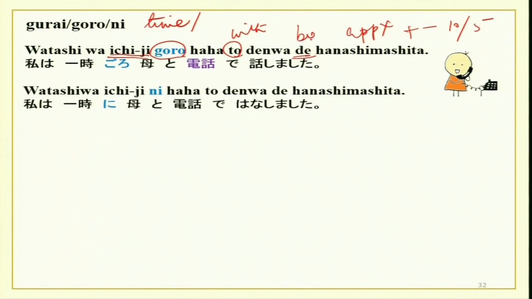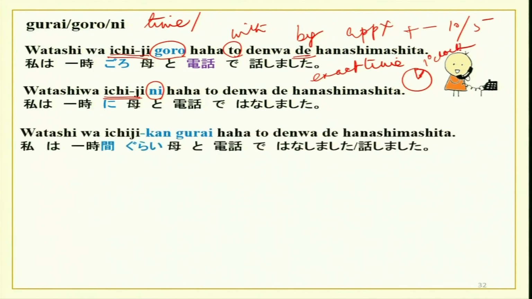And de is by. Then, watashi wa ichiji ni haha to denwa de hanashimashita. So, ni over here is again with time, but exact time. Ichiji ni. So, over here and here exactly at 1 o'clock.